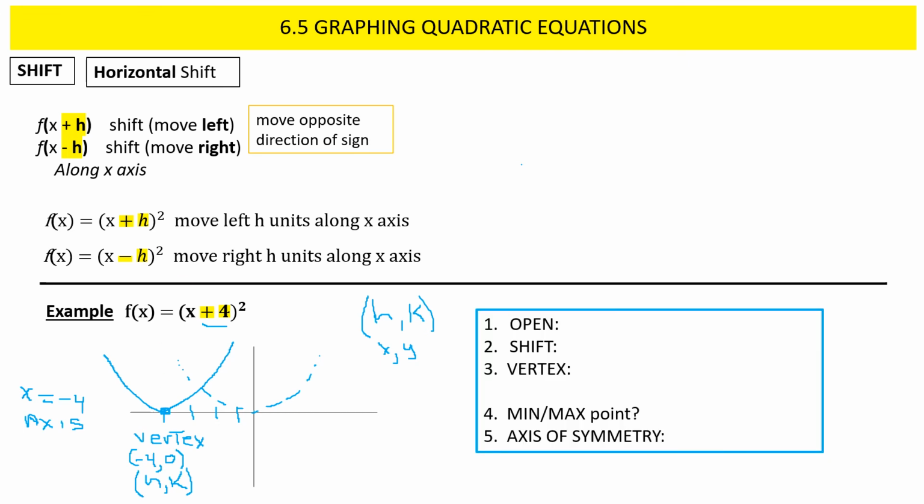So if we're going to answer our 5 questions, we opened up, we shifted to the left 4 along the x-axis. Our vertex is negative 4, 0, and it is a min point, looking at the graph. And our axis of symmetry is x equals negative 4. Simple. It really is. Now, let's go on.